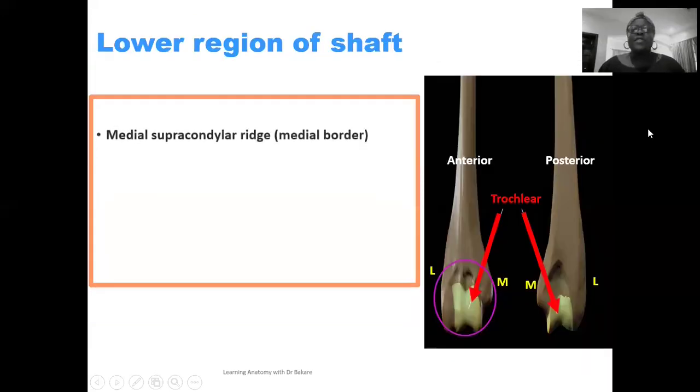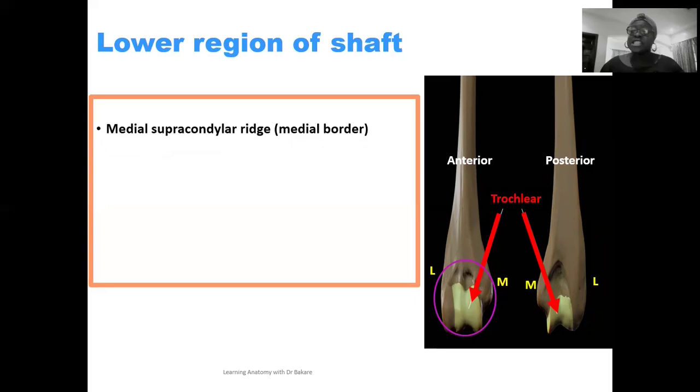Now let's look at the lower region of the shaft. Still on the shaft, but at its lower region, we have the medial supracondylar ridge and also the lateral supracondylar ridge. Remember, we already talked about this in our previous slide. This is where we have the medial supracondylar ridge. This ridge is seen as an inferior continuation of the medial border of the shaft of the humerus. And this is what is marked at this point.